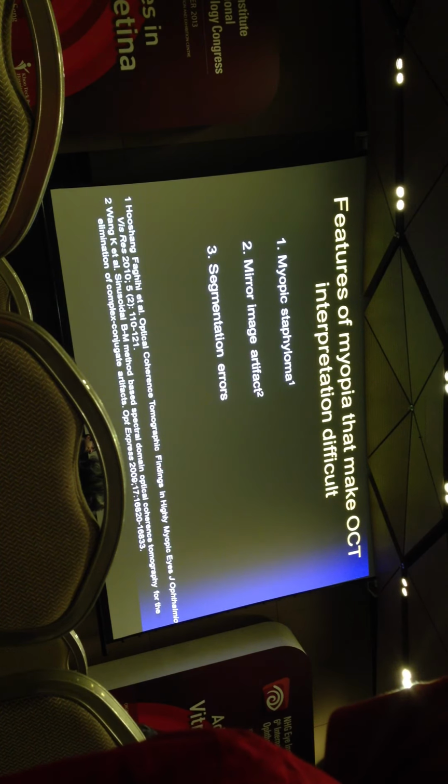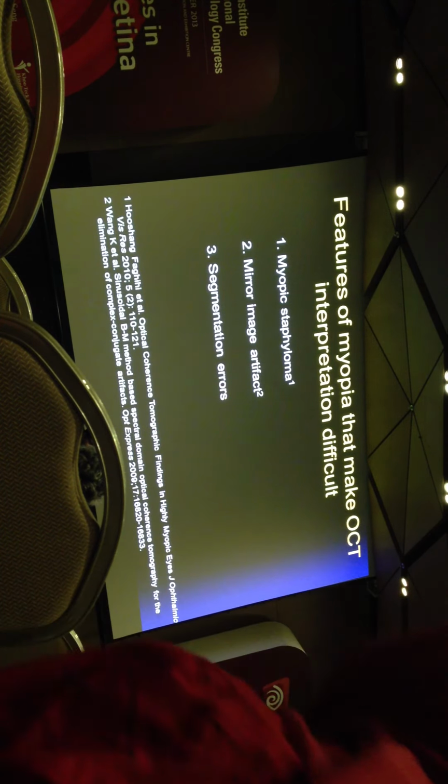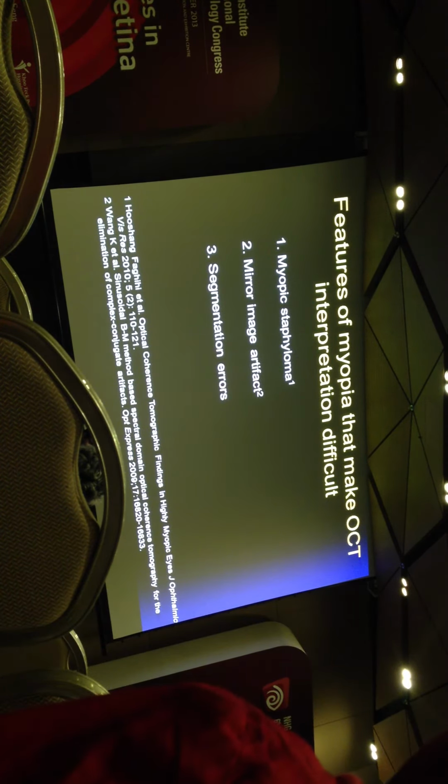And I certainly would not want to take differences between visits and increases or decreases as a sign of a disease or disease improvement without reviewing segmentation errors. I think that's something that is very important.